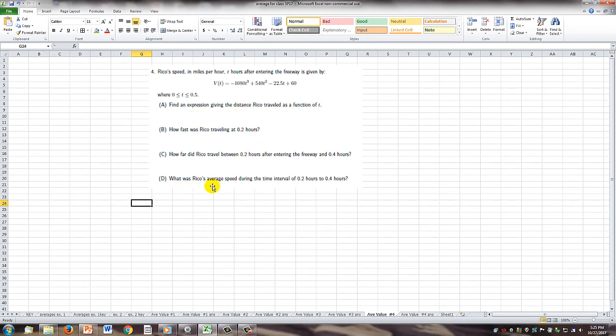And then D says what was the average speed from 0.2 to 0.4. So that means you're going to use this answer here, which is the distance from 0.2 to 0.4, and then divide, which is FTC, and divide by 0.2 to 0.4. So let me look at this answer here.